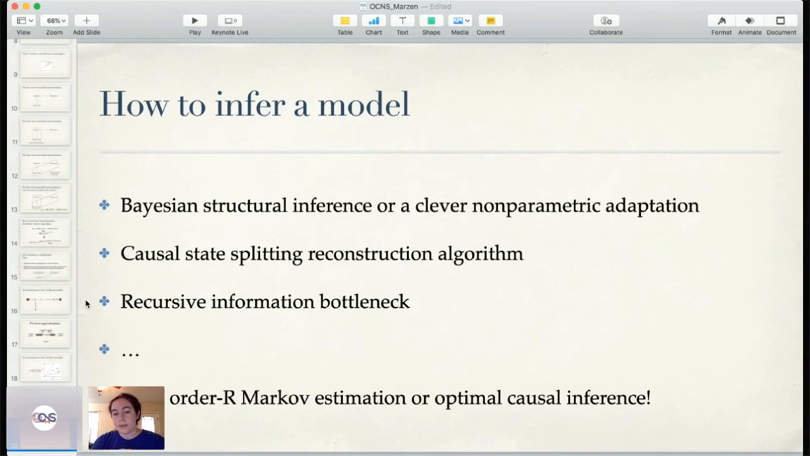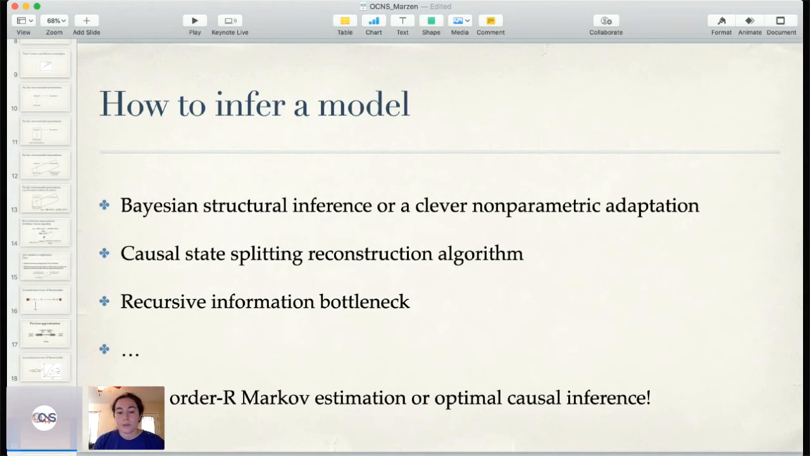We have not studied that method enough to know what the drawbacks are yet. And there are tons of other methods. I just wanted to briefly say, if you're trying to say, oh, we're going to infer a model, the model that we're going to infer is going to come from order R Markov estimation or optimal causal inference, I'm going to tell you that you're already basically baking in the approximation that I'm trying to get away from.